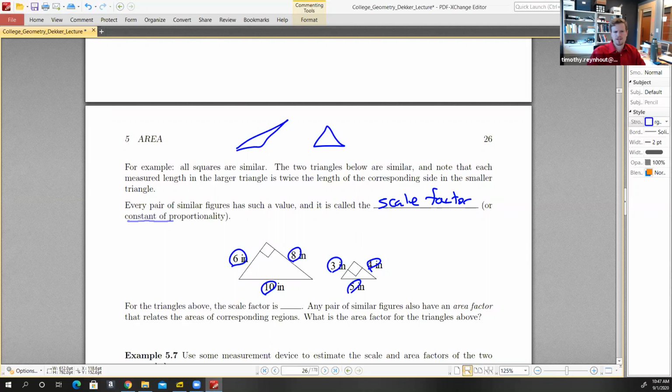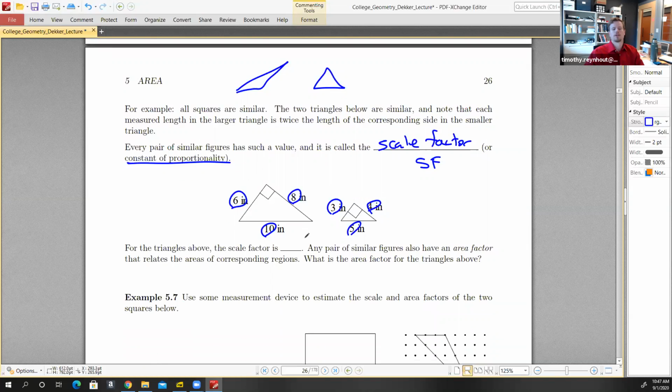In some texts, you might see it called the constant of proportionality. We'll call it the scale factor, or SF for short. So in these two triangles, the scale factor is 2 because I multiply by 2 to get over here. So the scale factor is 2. Now, if I wanted to move from the triangle on the left to the triangle on the right, I may have said the scale factor was 1/2. So it does depend on which way you're traveling here in your scaling. So you want to be careful about that.